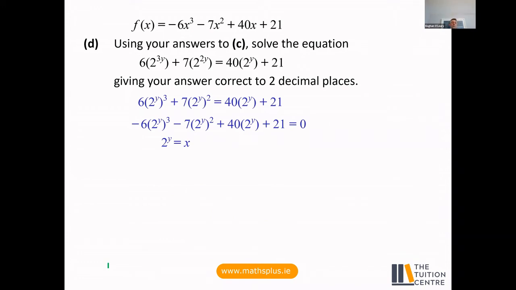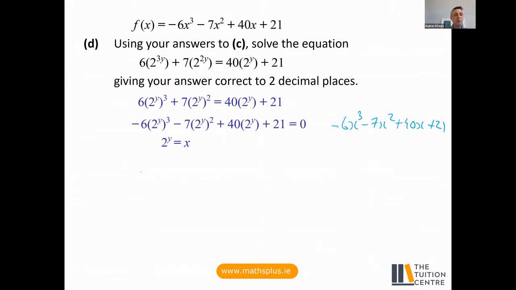Well, yeah, it would make the question look easier, wouldn't it? Because what would it look like? It would look like back to what I had. So minus 6x to the power of 3 minus 7x to the power of 2 plus 40x plus 21. And I know when I solve that cubic equation, I got 3 answers. I just have it written down here: minus 3, 7 over 3, and minus a half.